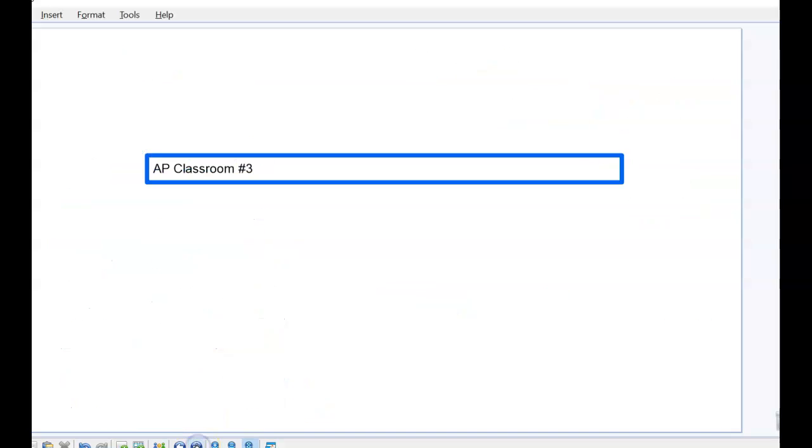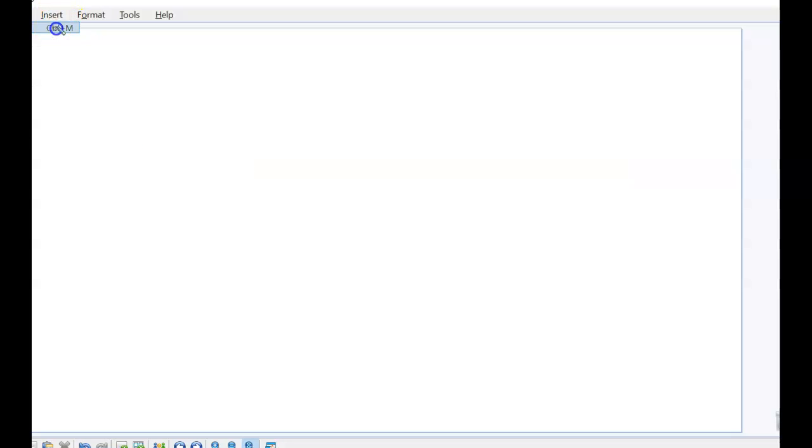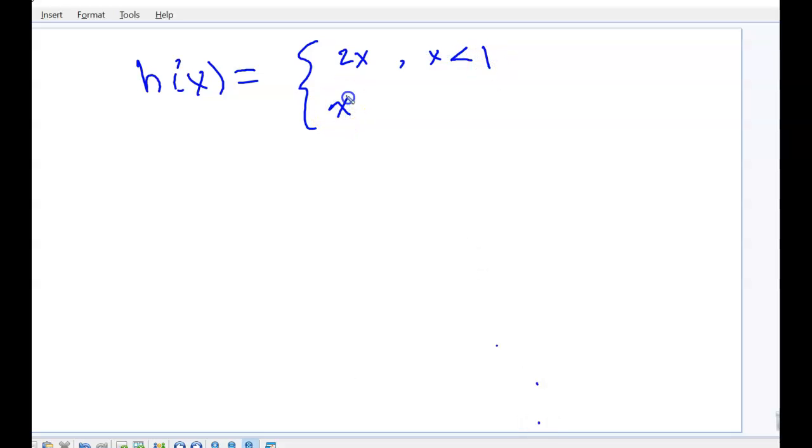All right. In the third video on the AP board, they draw our attention back to a previous example that we did in the first video. I gave this function there, but now they gave h of x is equal to 2x when x is less than 1, and x squared plus 1 when x is greater than 1. And they asked us to find if it's differentiable.